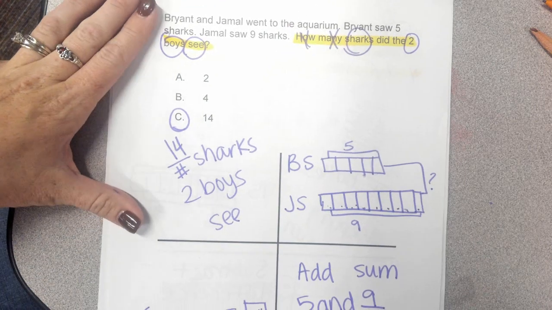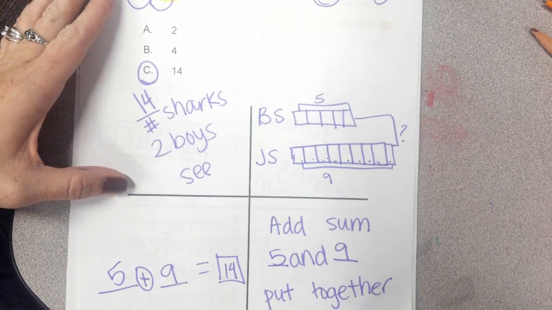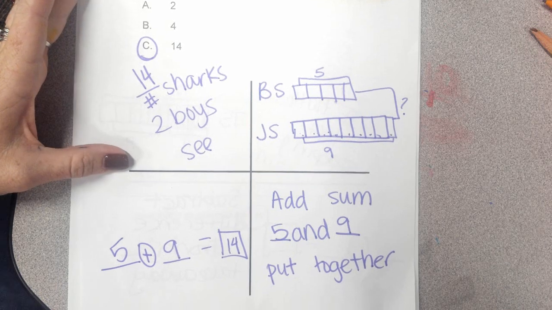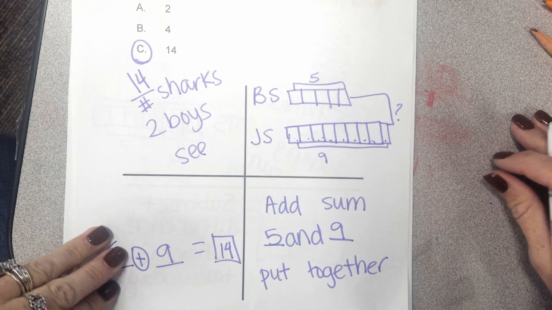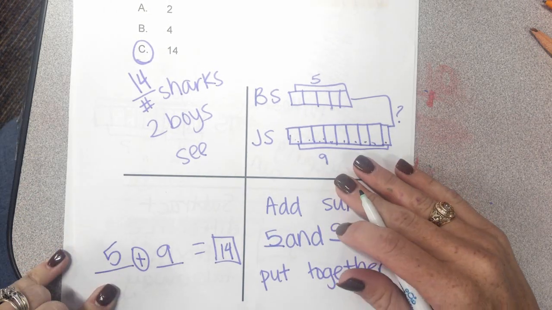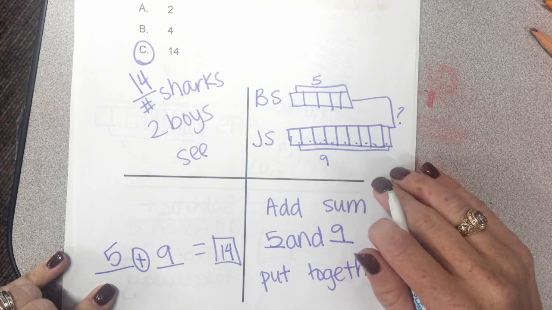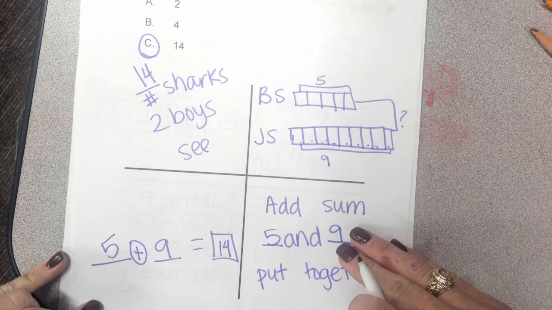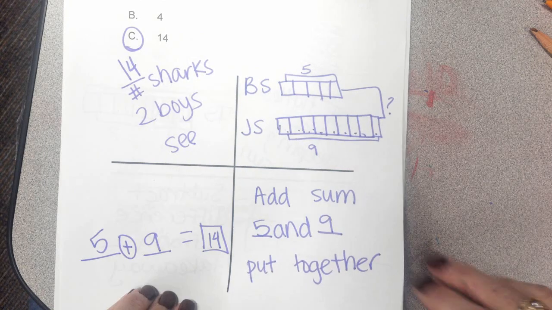Number 9. We did that one completely together in the classroom. But here is what it should look like. We added the boys. Bryant saw 5 sharks. Jamal saw 9. How many sharks did the 2 boys see? It was a nice adding problem.